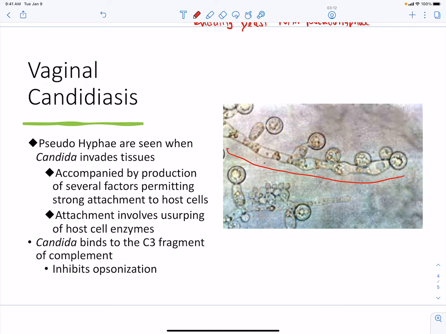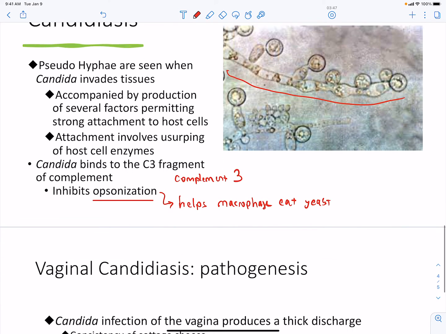Candida also has the ability to bind to complement 3. And so complement factor 3 is going to be important in opsonization, and this helps your macrophages eat the yeast. So when Candida is able to inactivate complement factor 3, the macrophages lose that opsonization, lose that help to actually take up the yeast and kill it.